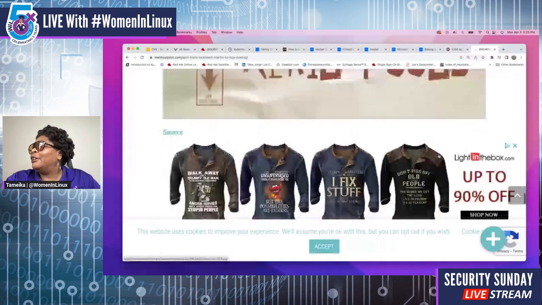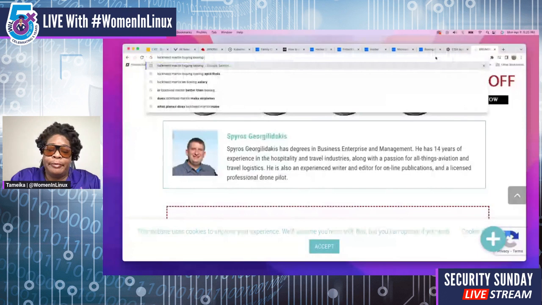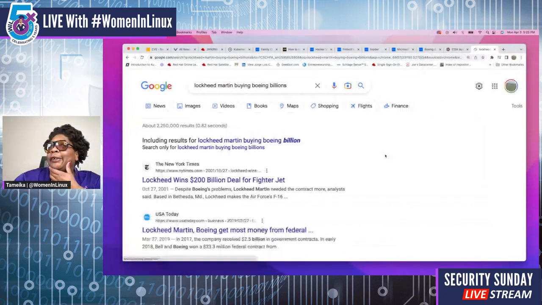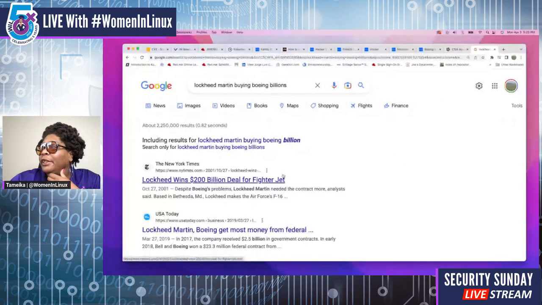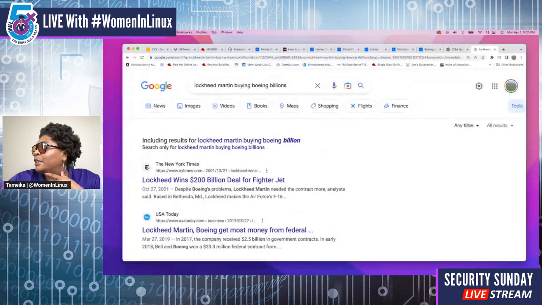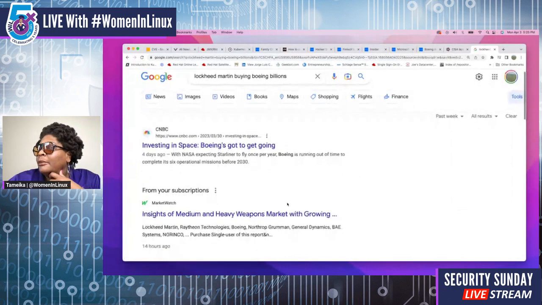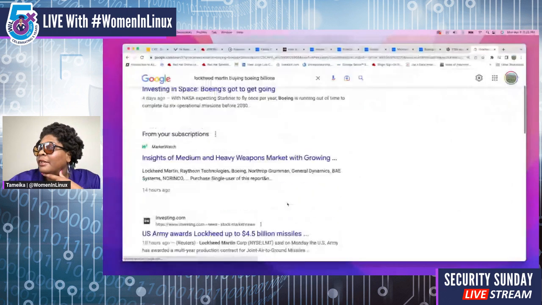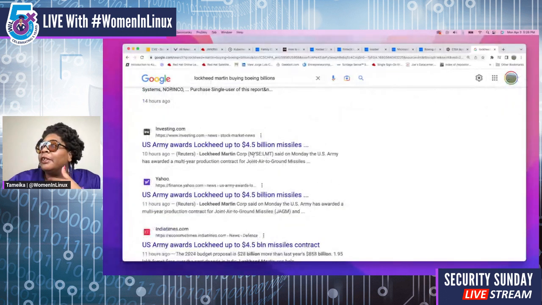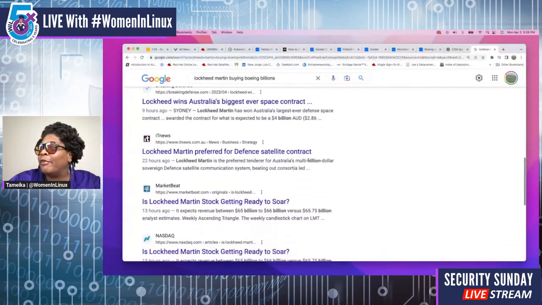Let me look this up. Lockheed Martin buying Boeing, billions. Look what they're averaging. Lockheed wins the bill for 200 billion. That's 2019. Let's go in the past week. Yeah, because they're investing in space. And you can see Lockheed Martin up to 4.5 billion in missiles. So you can imagine what this is going to be like for buying Boeing.